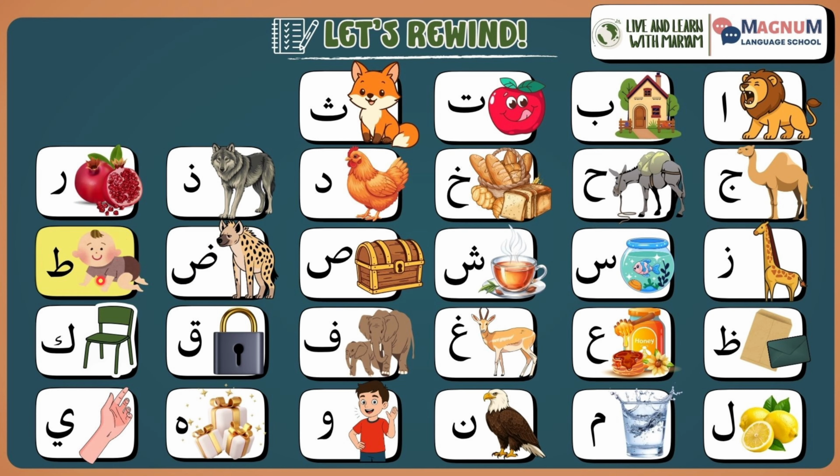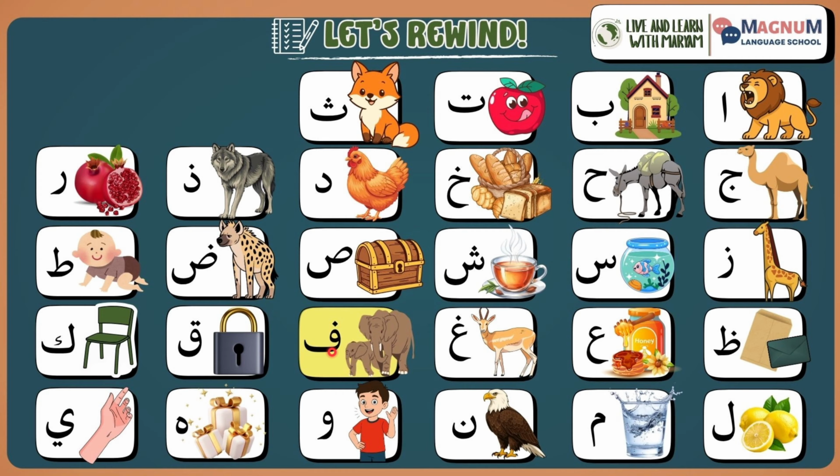Thaa for Tiflun means baby. Zwaa for Zarfun means envelope. Ayin for Asalun means honey. Ghayin for Ghazalun means gazelle.